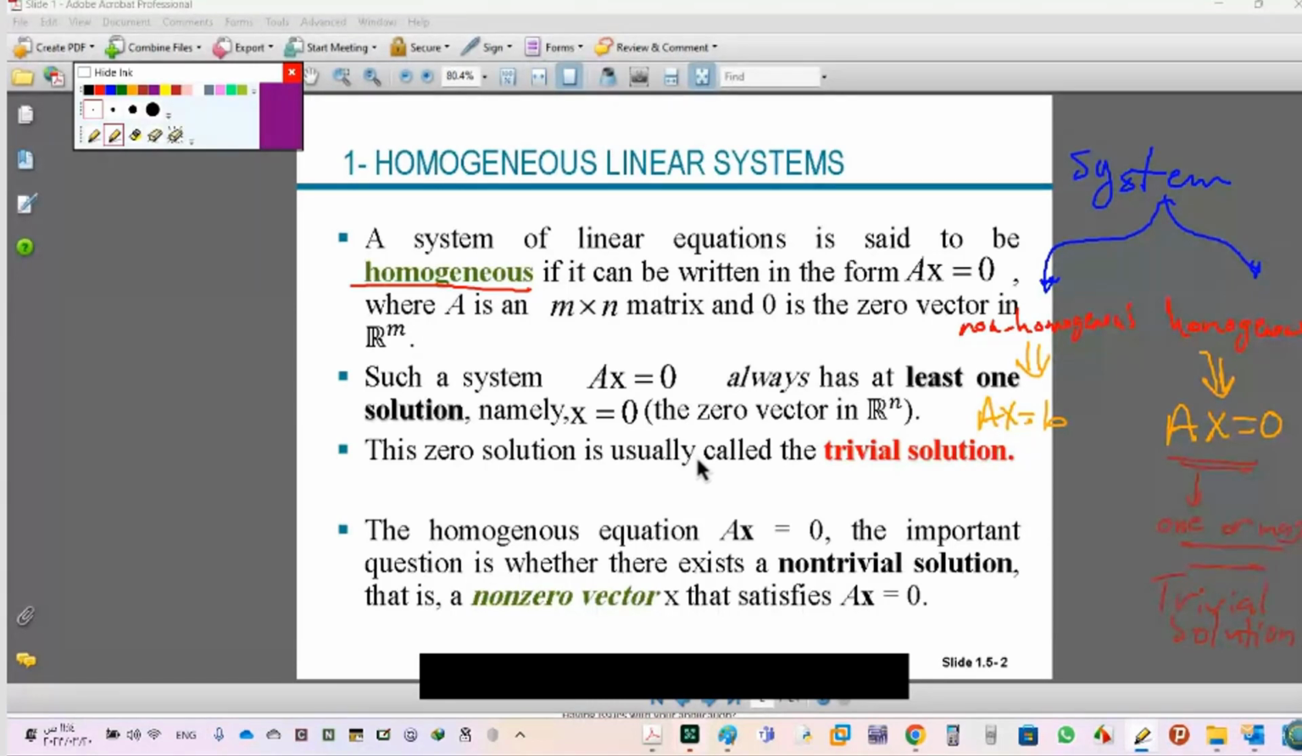So in homogeneous, this is the form of homogeneous, and we have one solution or many solutions. If we have at least one solution, this zero solution is what we call the trivial solution. Okay, now let's talk about non-homogeneous, AX equals B. How can we solve this?